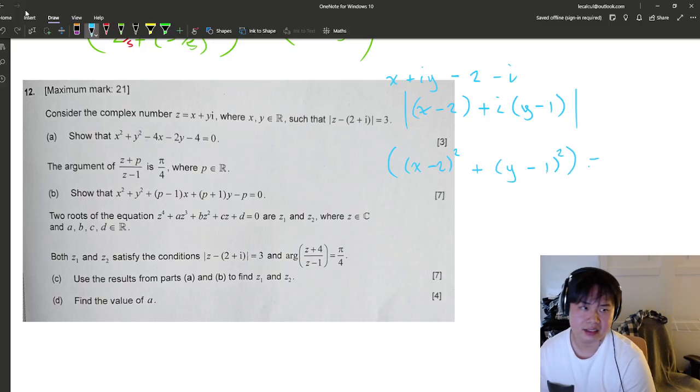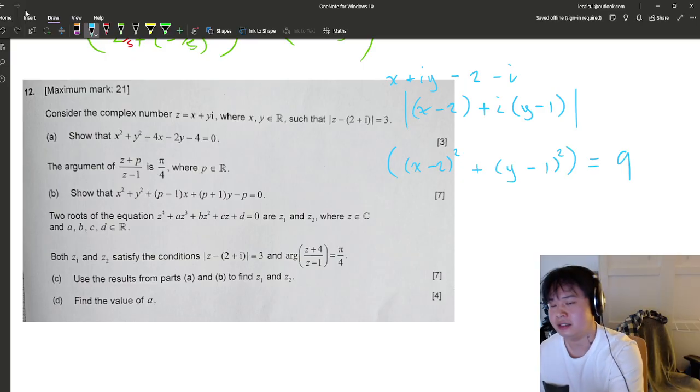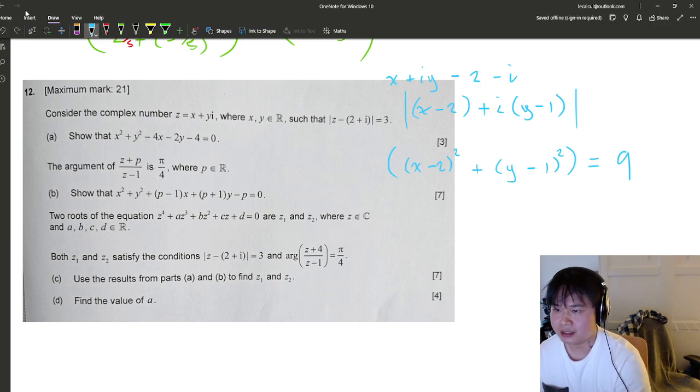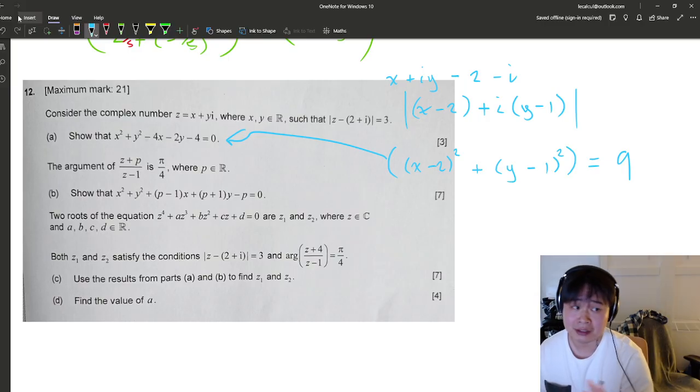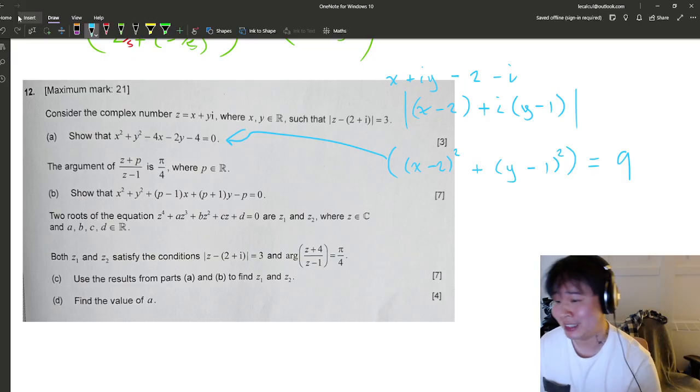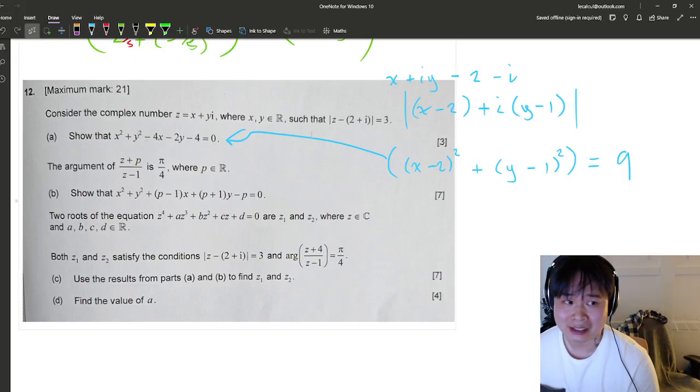And then this is equal to 9. So instead of square rooting the left side and making it equal to 3, I'm going to keep the left side as it is and then just square the 3, because we're going to manipulate it and then it'll turn into this. Do I need to do that part? I'm not going to do that part. If you're in HL, you can do that part on your own. You don't need me to show you that it'll be that.